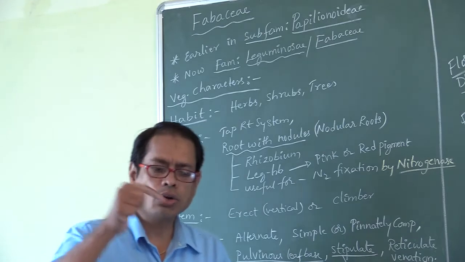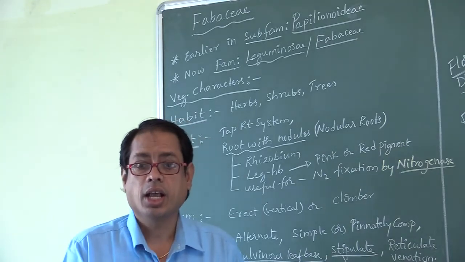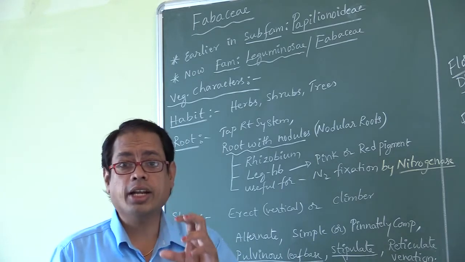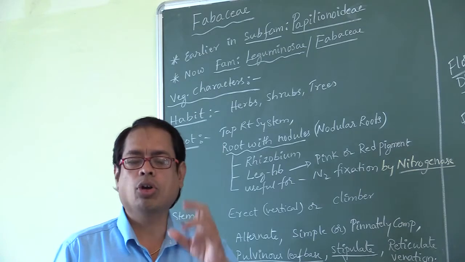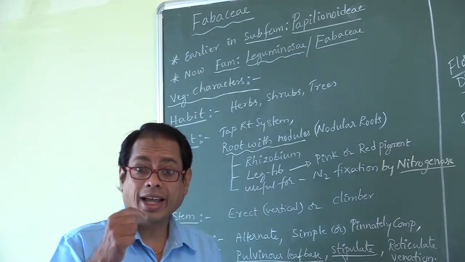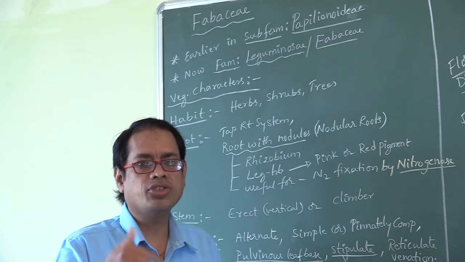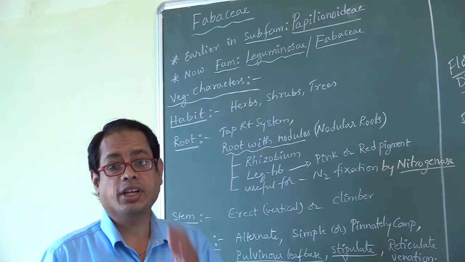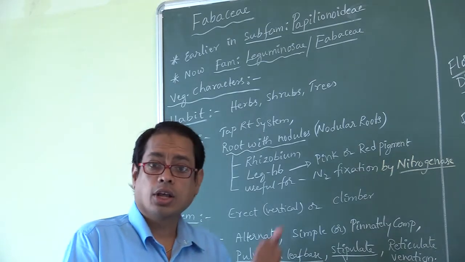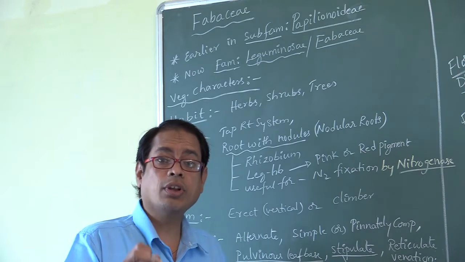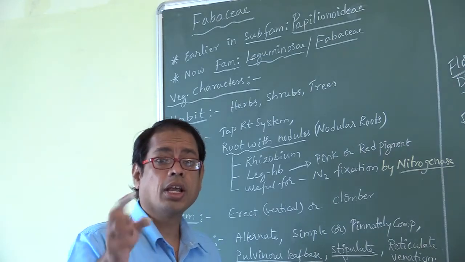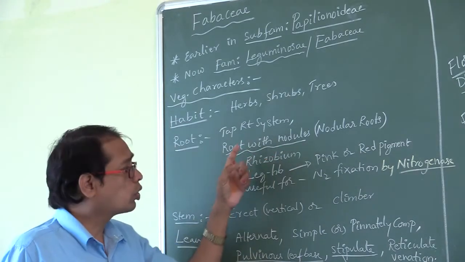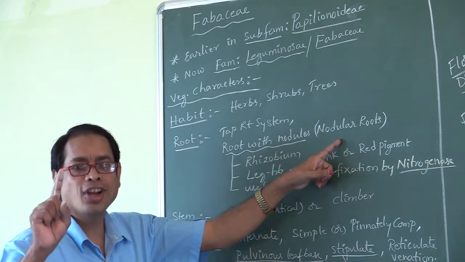Inside that root nodule, what type of bacterium is present? Rhizobium, which is rod shaped. That nodule contains a pigment called leghemoglobin. The enzyme is called nitrogenase. That nitrogenase enzyme is synthesized by NIF genes, nitrogen fixing genes. So root nodules are useful for nitrogen fixation by the nitrogenase enzyme. Roots with nodules are called nodular roots.